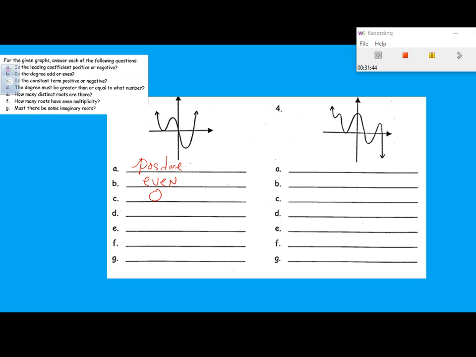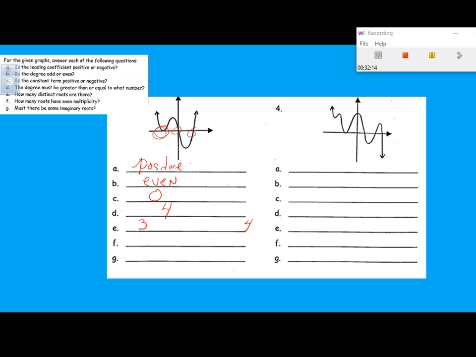Part D, the degree must be greater than or equal to what number? It's got to be even, and there's 1, 2, 3 turning points, so it must be at least a 4th degree polynomial. How many distinct roots are there? There's 1, 2, 3. But be careful. There's really 2 answers right here, 1 here and 1 here, so you know where 4 of the answers are.